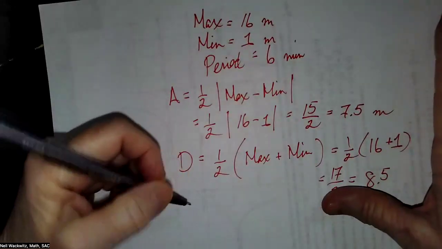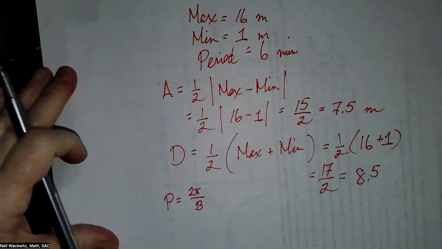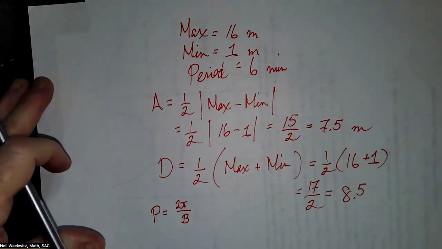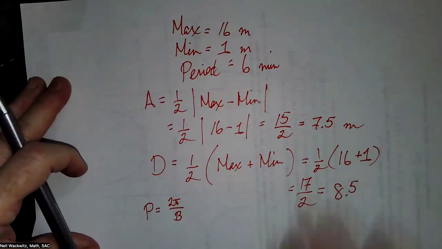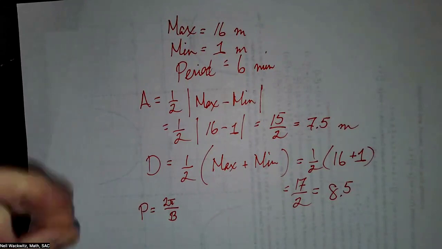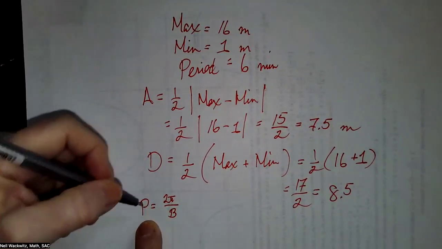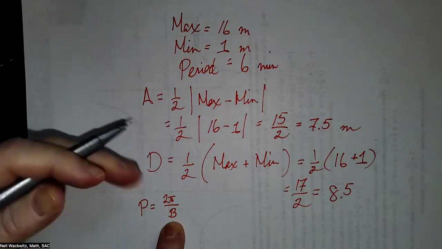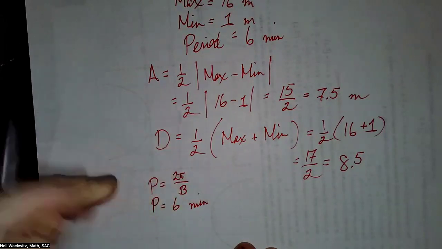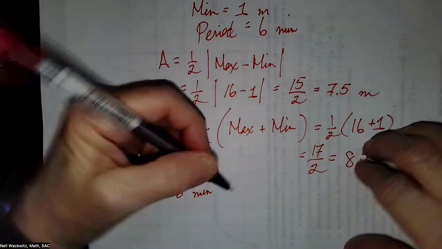Now we know that the period is 6 minutes. We also know that the period is 2 pi over b. And do you notice that this time I left the absolute values all the way off? Because if you're allowed, you might as well make those values positive. So we know that the period is 2 pi over b and that the period is 6 minutes. How can we use that information to find b? Just plug 6 into P and the 2 pi over B.